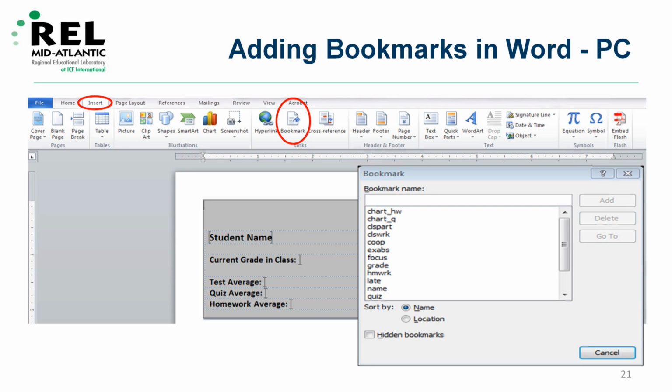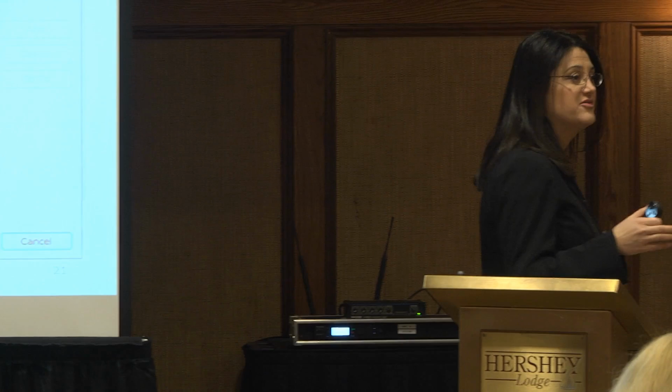Adding bookmarks in Word. You've probably seen this. Insert tab, and you go to Bookmarks, and then the Bookmarks box pops up, and then you add the name of your bookmark. And if you have a data file that you are already working with, as long as the name of your data element matches your bookmark name, you're good. You would want that name to be identical to what's in your data file. That's what it's going to do. It's going to pull that data element.